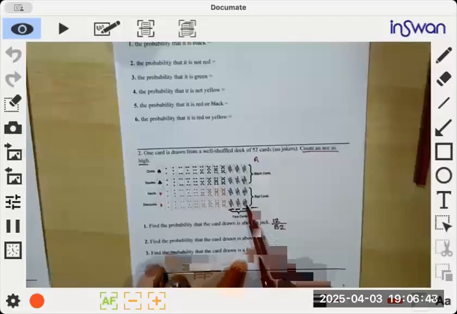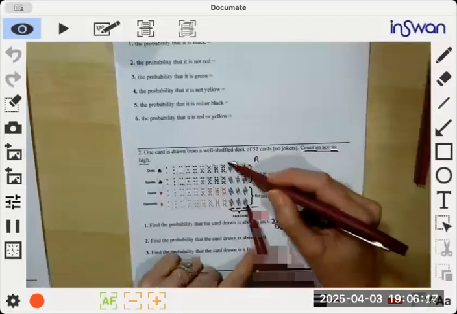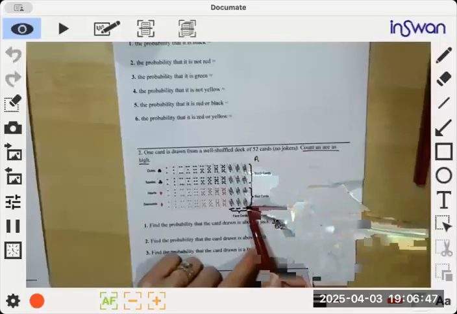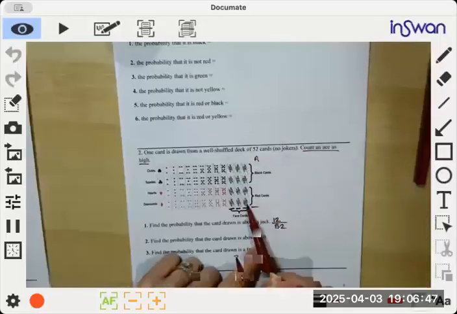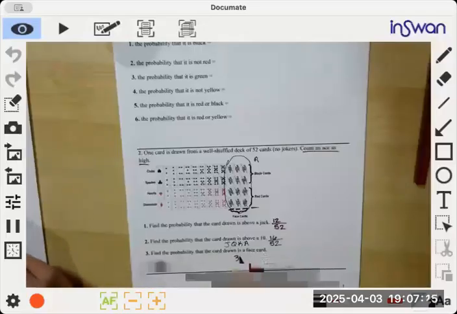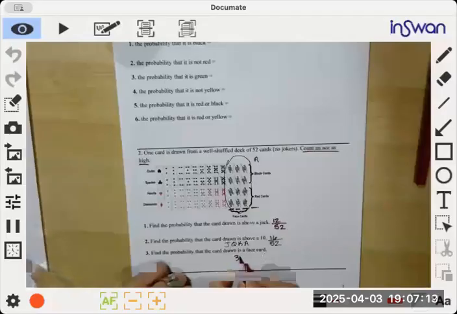That the card drawn is a face card. So our face cards are all right here. There's 3 by 4 of them. So that would be 12 out of 52. Okay. All right. Anyone have another question?